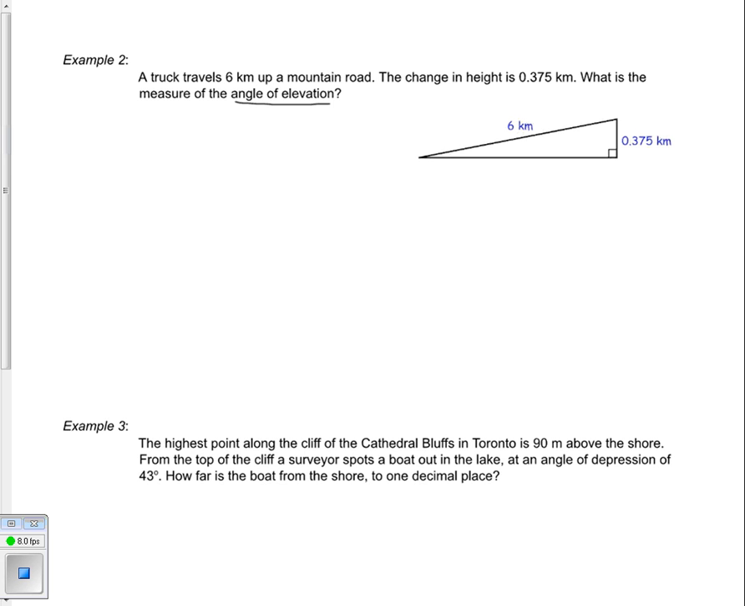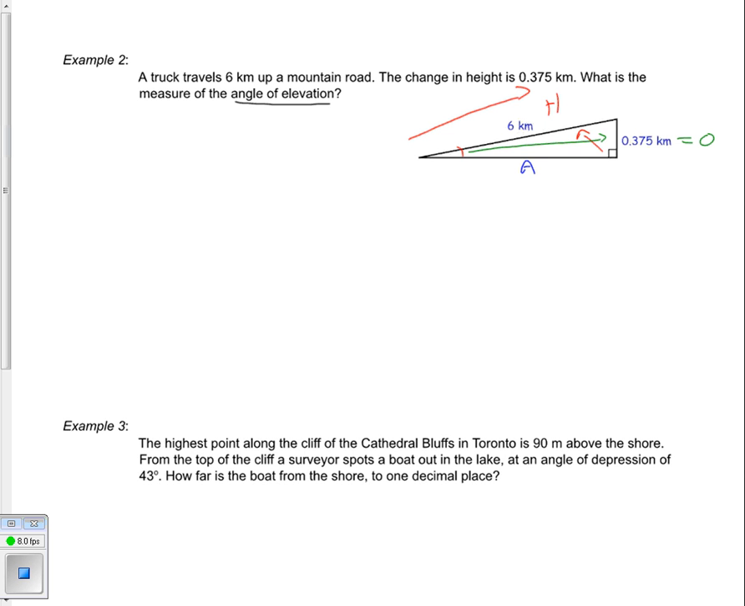So now we're trying to figure out an unknown angle. Okay, so we don't know what this angle is. Your angle of elevation as the truck is moving up, we don't know what that angle happens to be. So, as we always do, we're going to start off by labeling this triangle. We've got our h value. We want to figure out the opposite value. And therefore, the third side has to be the adjacent. Okay, so we've labeled our HOA.